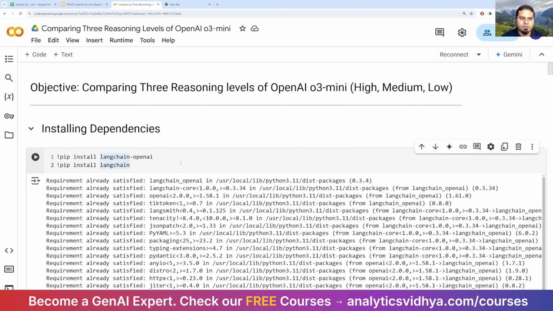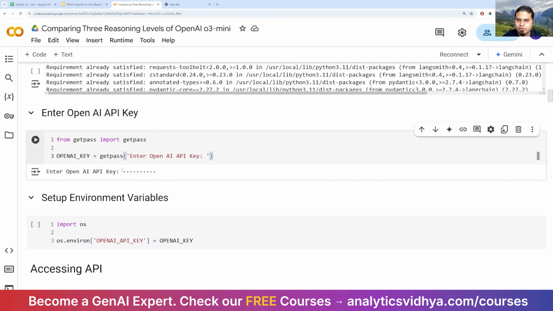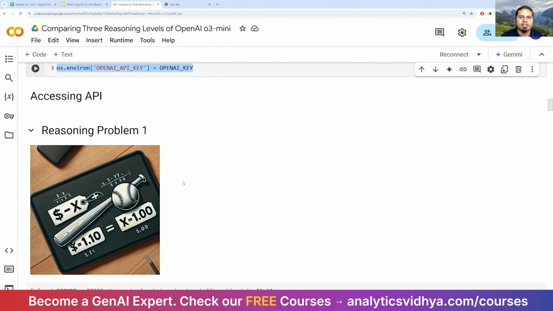So in this hands-on, the main objective is to compare the three reasoning levels of OpenAI's o3-mini model available in the API, which include the high, medium, and low reasoning levels. For this, we install two dependencies, just like our previous hands-on demos. We will install LangChain OpenAI and LangChain to access the OpenAI models through LangChain. And then we enter the OpenAI API key, which we discussed earlier, how you can go and get it, and then set up the environment variable so that LangChain can use this key internally to access o3-mini. Next step, let's start accessing the API and look at a couple of reasoning problems.